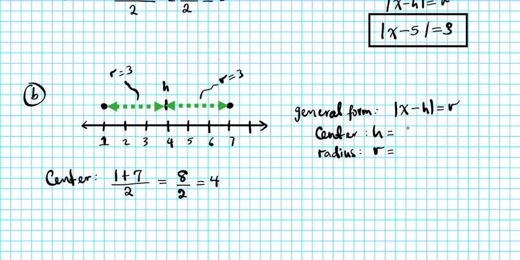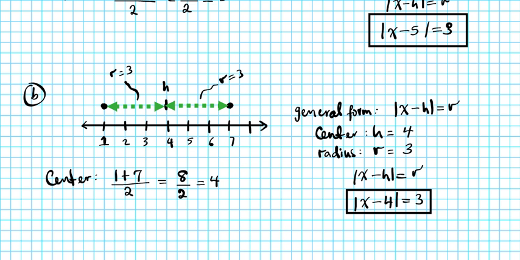So since h, the center, is 4, and the radius is 3, we just plug these values into the absolute value of x minus h equals r. We're going to have the absolute value of x minus 4 equals 3 as a solution. So when you solve this absolute value equation on a graph, you're going to get these 2 points that we started with. Okay? So there you have it.